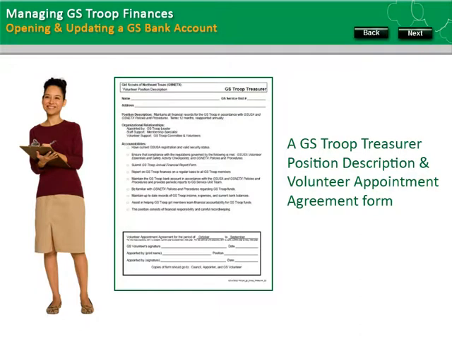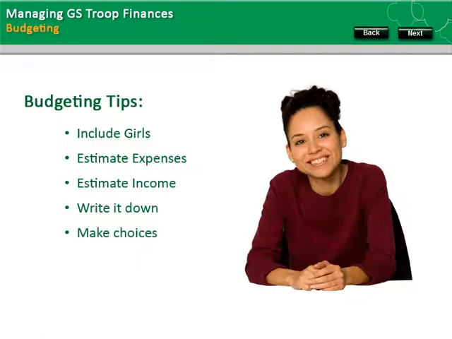Girls in the 4th and 5th grades, juniors, should begin to learn details about their GS Troop bank account and, with the treasurer's guidance, begin making regular reports to the troop about their finances. At the beginning of each year, a GS Troop should plan their year, and part of that plan should include a budget. In order for girls in the troop to learn leadership, they must play a role in budgeting.